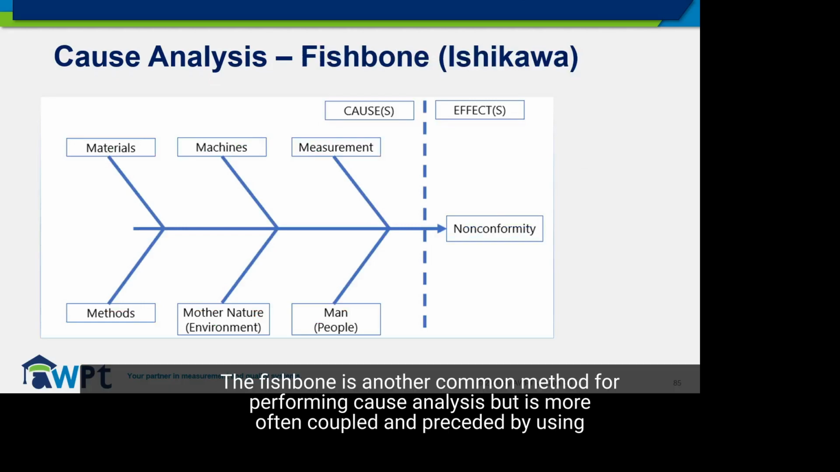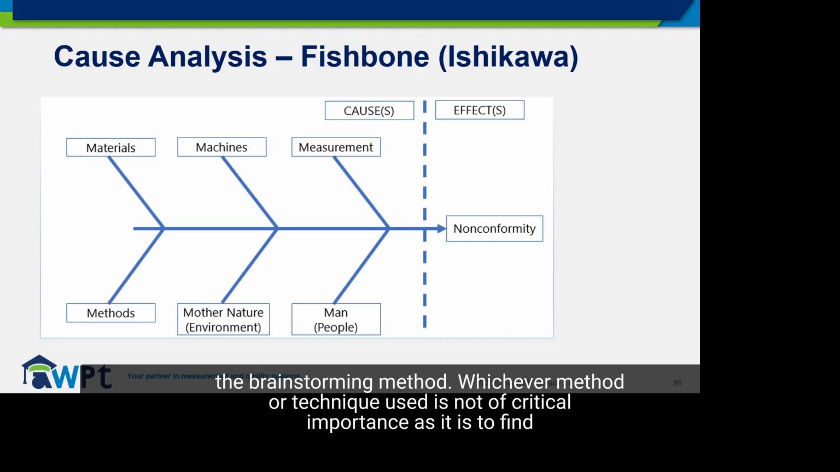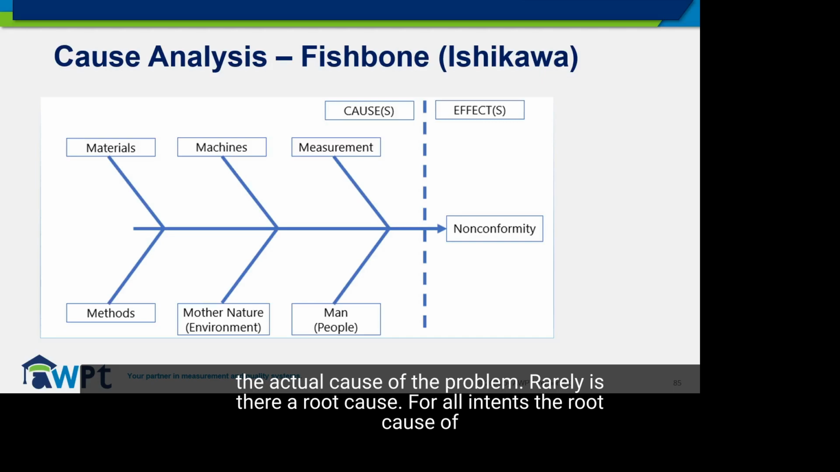The fishbone is another common method for performing cause analysis, but is often coupled and preceded by using the brainstorming method. Whichever method or technique is used is not of critical importance, as it is to find the actual cause of the problem. Rarely is there a root cause.